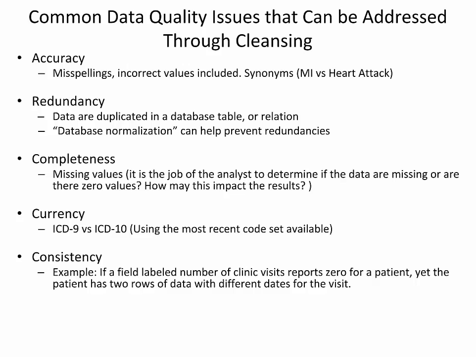One major issue related to data quality is accuracy, which includes things like misspellings, incorrect values that are included. Also synonyms, such as the synonyms between MI and heart attack. Another issue is redundancy. For example, data may be duplicated in a database table or a relation. In this case, database normalization can help prevent redundancies.